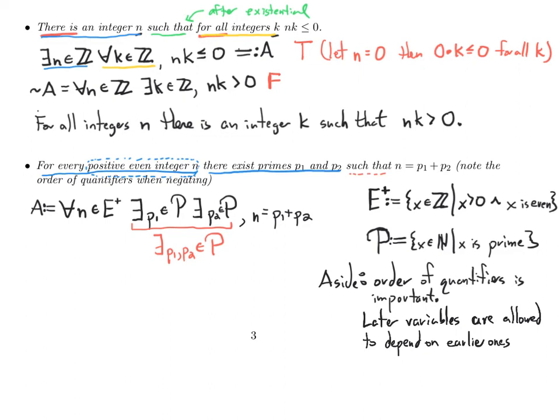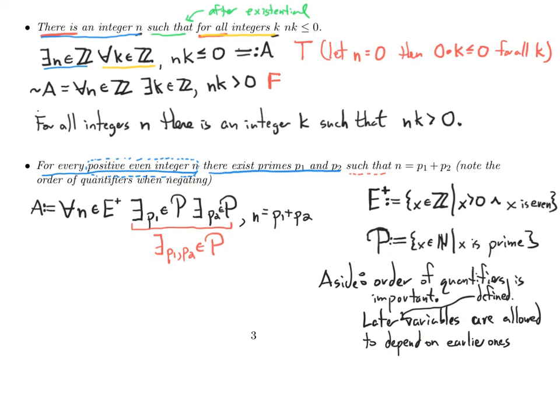And let's say later defined variables. Let me put in "defined" here. Later defined variables. So what this means, let's say I picked an n here. If this was true, then this would hold for all even integers.